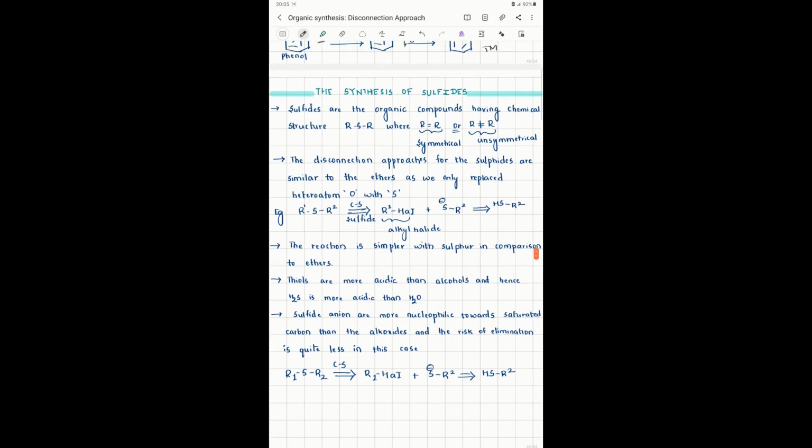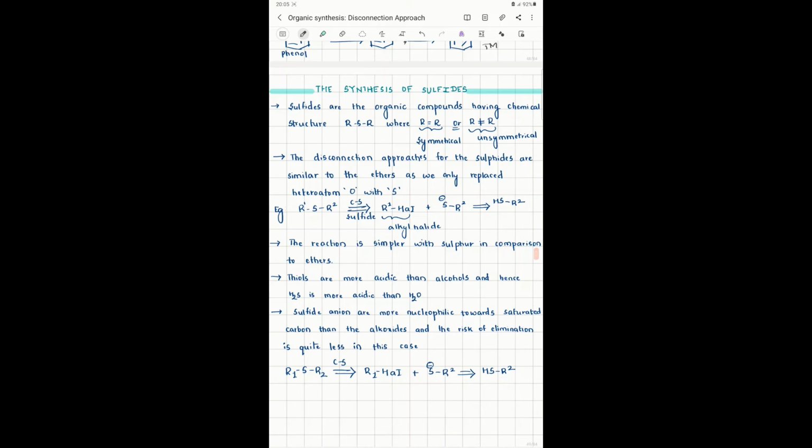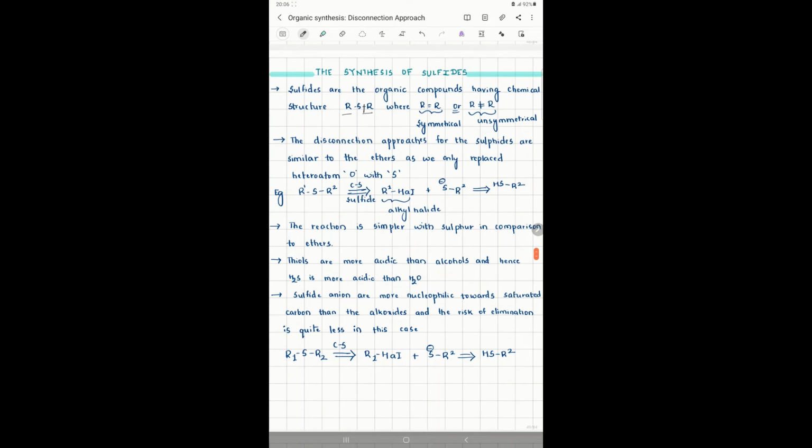Another type of example under one group disconnection would be the synthesis of sulfides. Sulfides are organic compounds having the chemical structure RSR, where these two R groups can be symmetrical, that means they may both be the same, or they may be unsymmetrical when R and R dash are not the same. The disconnection approaches for sulfides are similar to those of ethers. Either it can be cleaved at this position or at this position, and hence under similar grounds to what we did for ether systems, sulfide systems can also be cleaved.